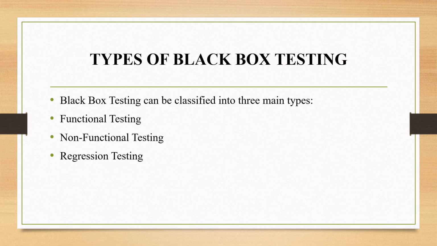Types of black box testing. Black box testing can be classified into three main types: functional testing, non-functional testing and regression testing. For black box testing, we can see a simple example. Imagine a login form, that is the input, and we have an expected output. In input, a correct username and password are given. So our expected outcome is login successfully.